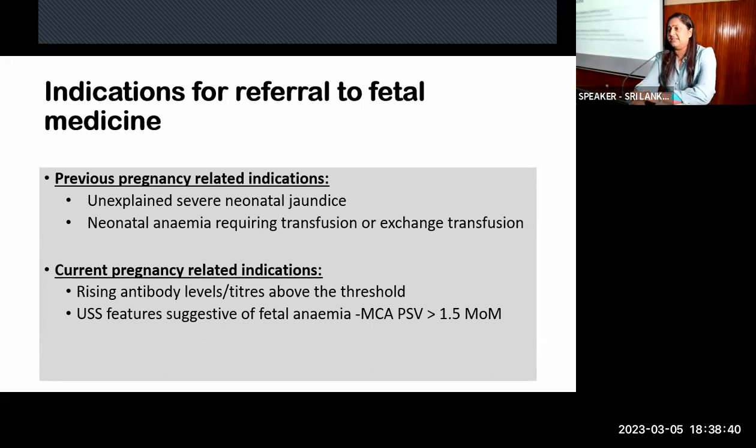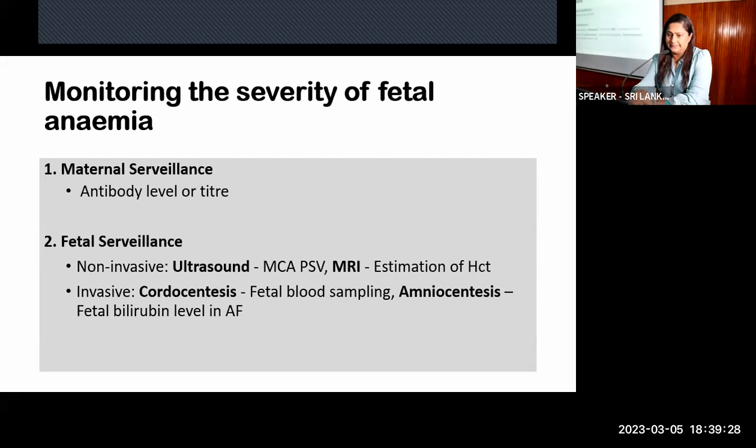As mentioned before, this is a multidisciplinary management where, where available, we should incorporate the input of fetal medicine. We also need the involvement of the transfusion medicine department, hematologists, neonatologists, and the obstetrician. The indications to refer to a fetal medicine specialist, if available, would be previous pregnancy-related indications, such as unexplained severe neonatal jaundice, neonatal anemia requiring transfusion or exchange transfusion, and current pregnancy-related indications such as rising antibody levels or titers above the threshold, or where ultrasound suggests fetal anemia when the MCA peak systolic velocity is above 1.5 multiples of median.